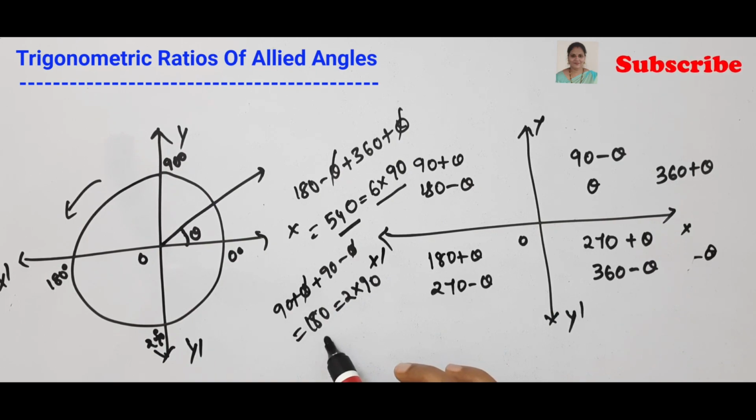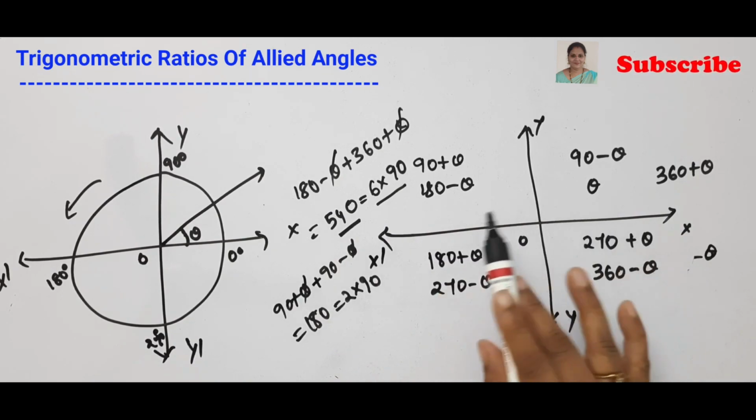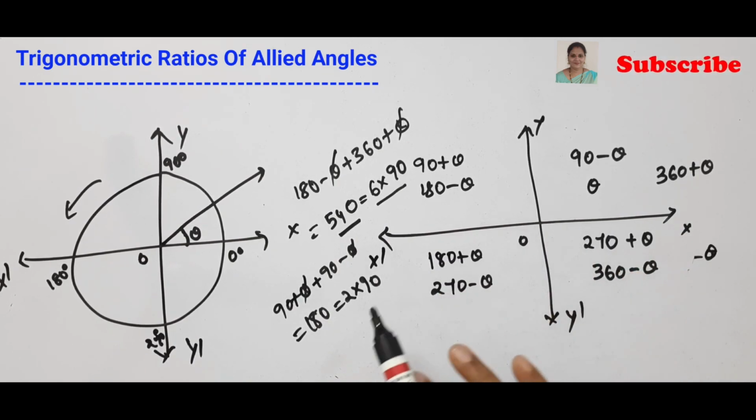So I got 180 degrees, which is a multiple of 90. Similarly, I have done here also. So when you add any of these two angles, you can observe that you will get a value which is a multiple of 90. Now let us study with subtraction.